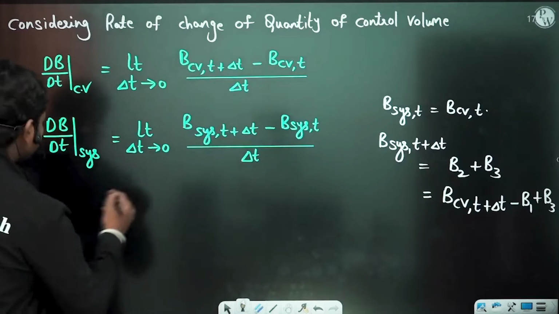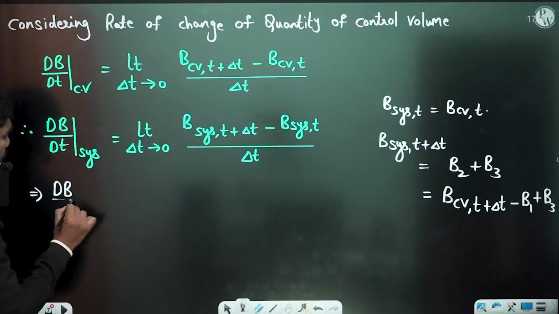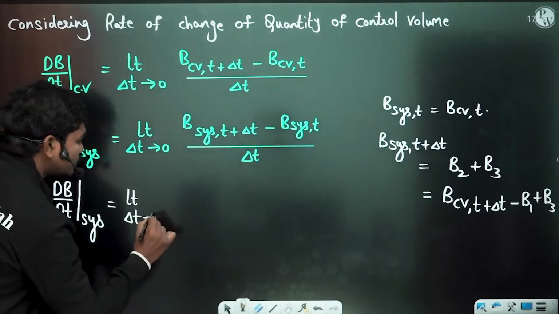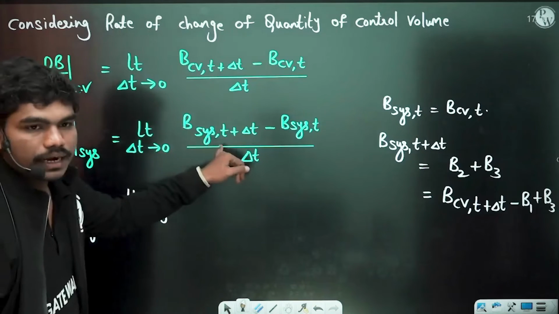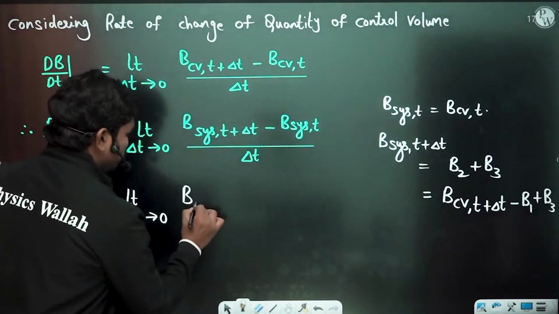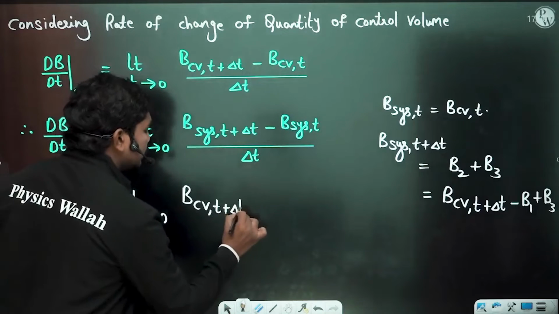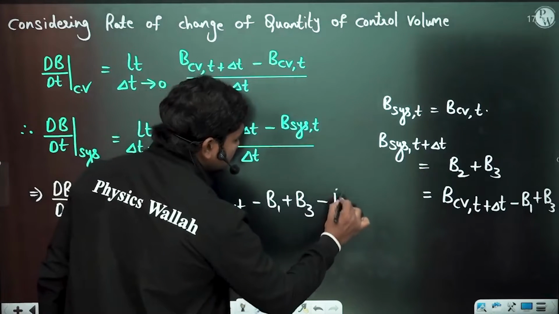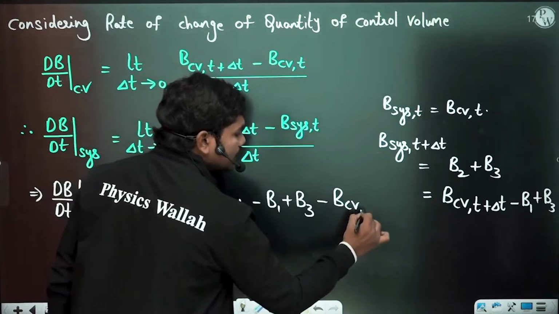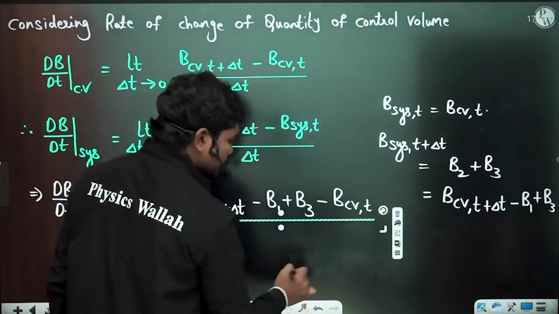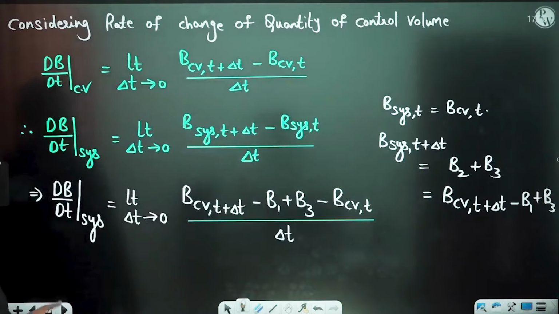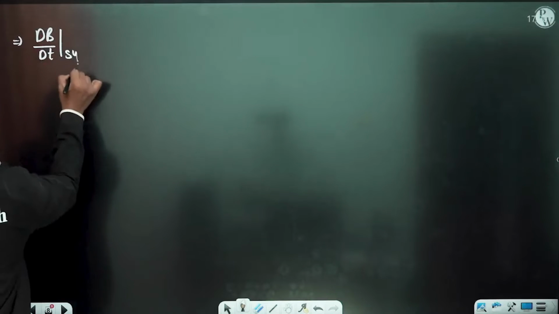Now let us continue. If you replace it here, this implies dB by dt of the system is equal to limit delta t tends to 0, B system at time t plus delta t can be replaced with this value, B control volume at time t plus delta t minus B1 plus B3, minus B system at t, which is the same as B control volume at time t, divided by delta t actually. Now let us split this into two limits.